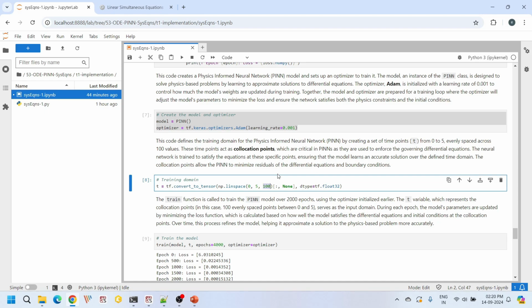And also one point to highlight here is that it's not just the number of collocation points that we choose that defines the accuracy.